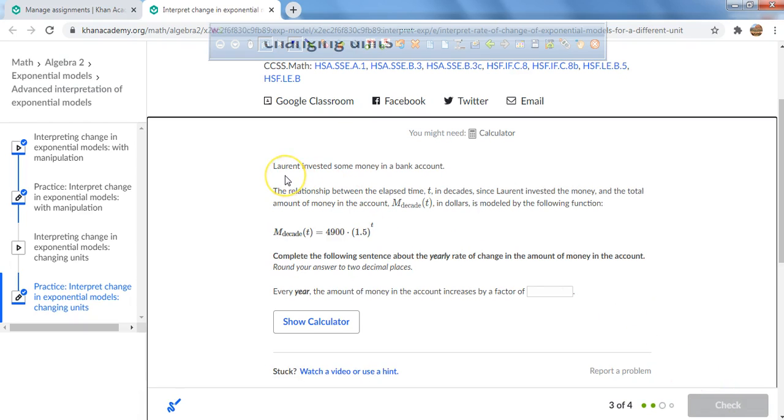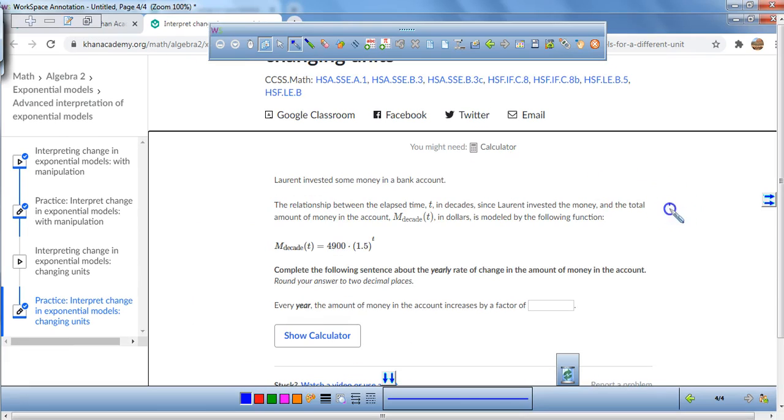All right. Laurent invested some money in a bank account. The relationship between the elapsed time t in decades. So here's what I always start with. I always write down what my time is. So in this particular case, t is equal to decades. Not d8, sorry. Decades.